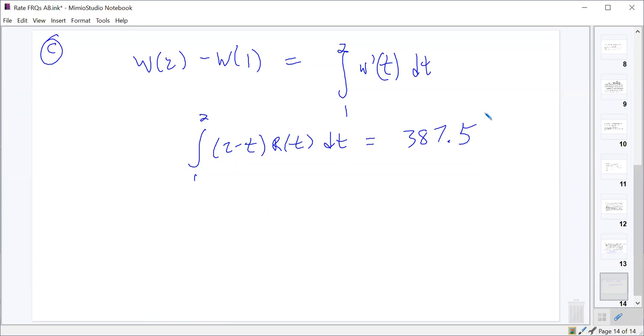Does that make sense for part C? How to set that up? Okay.